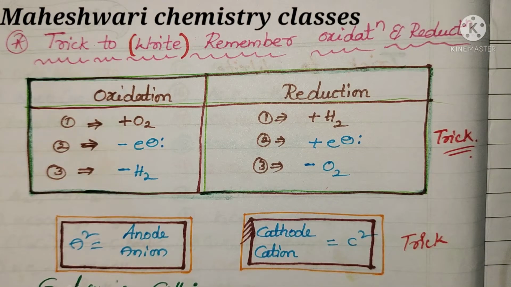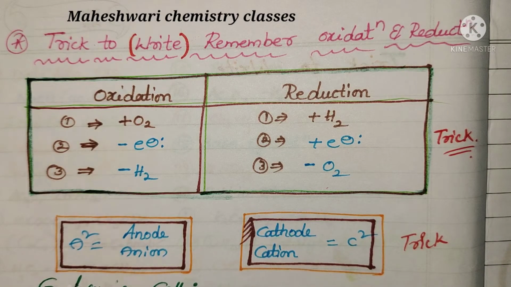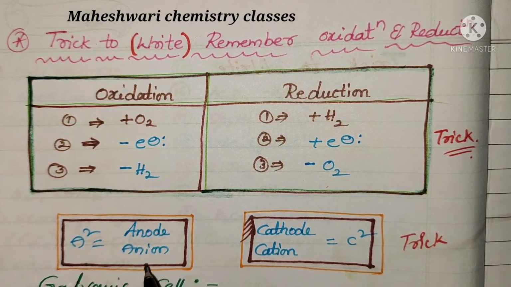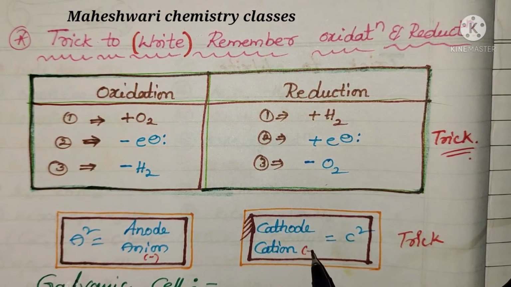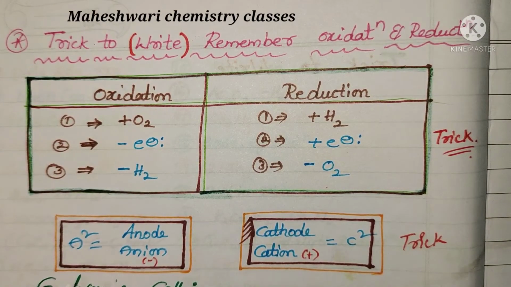Like this you must remember. At cathode, cation is present. I think already you have an idea what is anion and what is cation. Anion is nothing but a negative charge, cation is nothing but a positive charge.